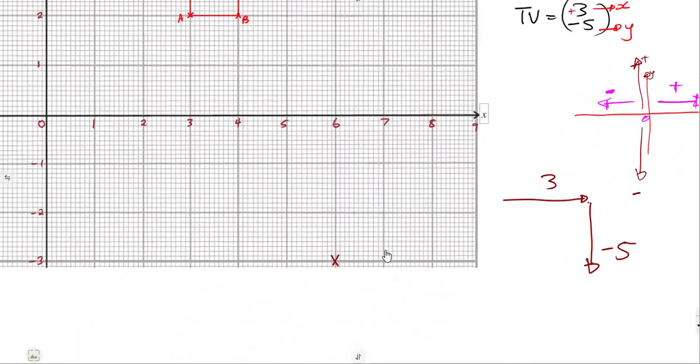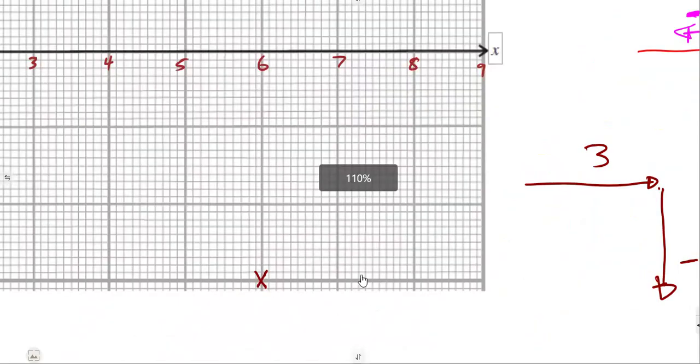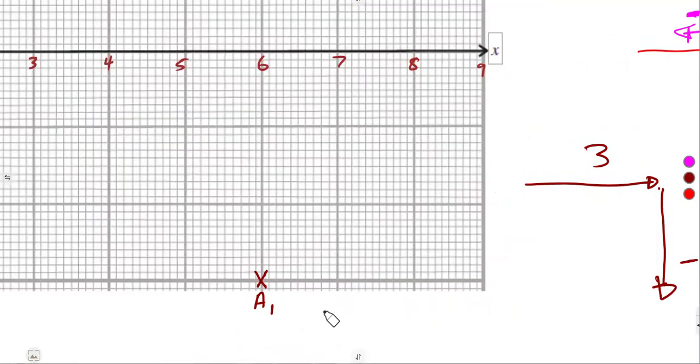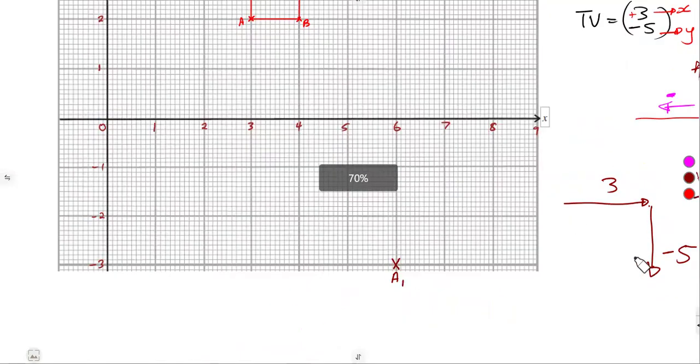So this is the image of what? The image of A, 6 minus what? 6 minus 3. So you can call it A1. So if we go back, is it the same? The one that we obtained by calculation, 6 minus 3, exactly the one. It means by calculation, you are correct. You're going to mark this point the same way, 6 minus 3. By movement, you are still going to obtain the same thing.